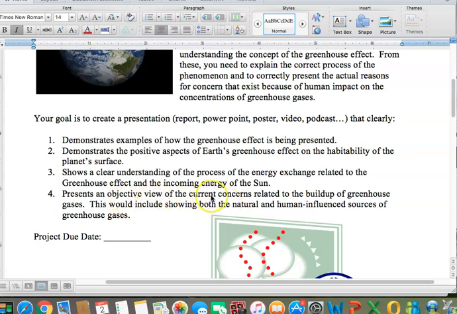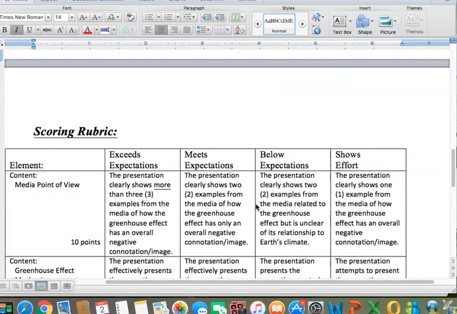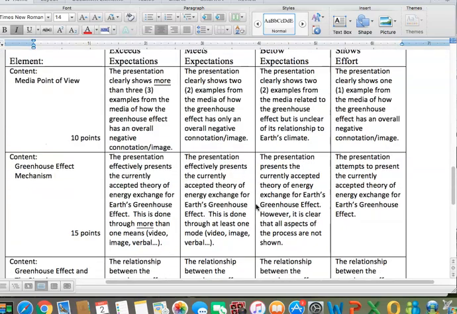The objective view of the current concerns related to the buildup of greenhouse gases. This would include showing both the natural and human-influenced sources of greenhouse gases. Greenhouse gases and the greenhouse effect have been around this planet long before humans have been here. There are multiple ways for greenhouse gases to be produced naturally, so you might want to research that to fulfill number 4 here.